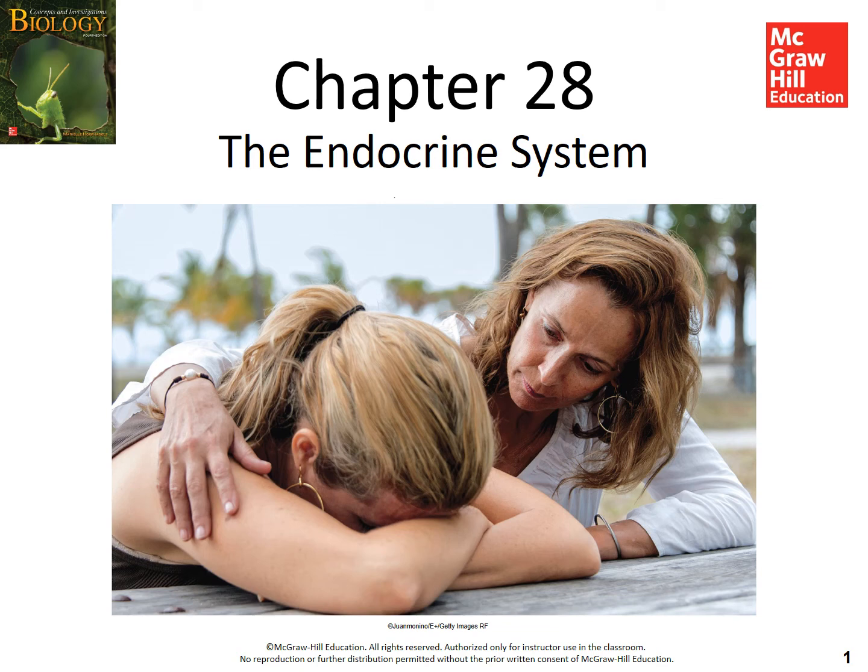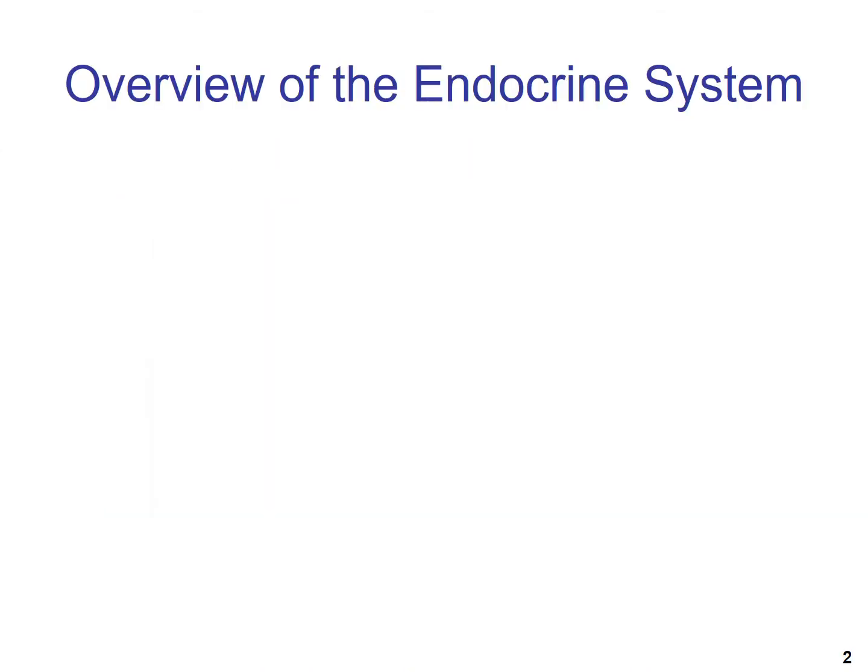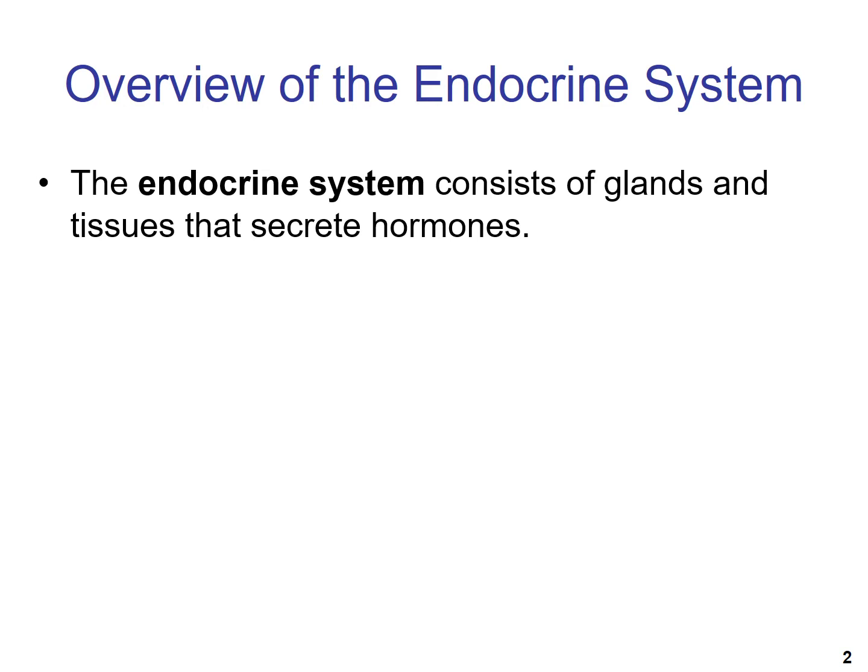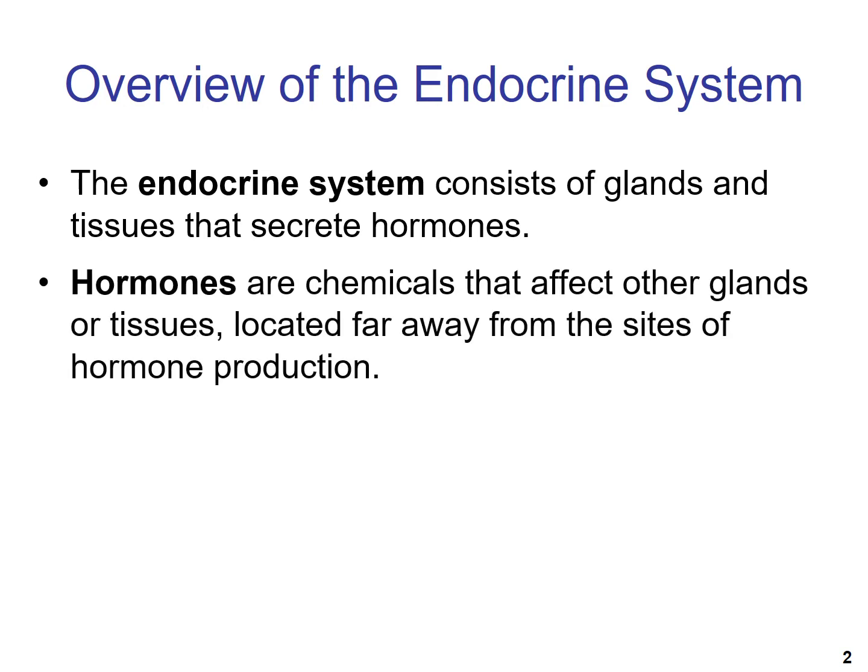This is the first of two videos on Chapter 28, the endocrine system. Here's an overview of the endocrine system. Basically, it consists of glands and tissues that secrete hormones.